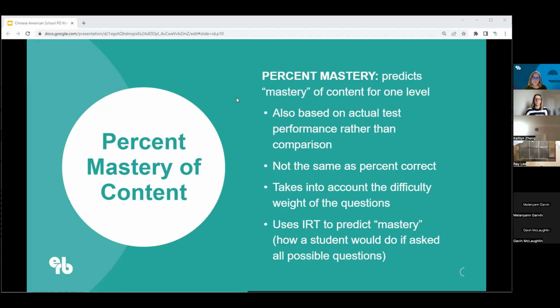It also takes into account the difficulty or the weight of the questions. With the CTP, there is a range of question types. We have questions that might be recall, all the way up to reasoning questions where students might need to perform multiple steps mentally in order to determine the answer. All of this is calculated into the percent mastery, and it uses item response theory, which is a sort of complicated metric, to make sure that we have represented a student's understanding of the tool.